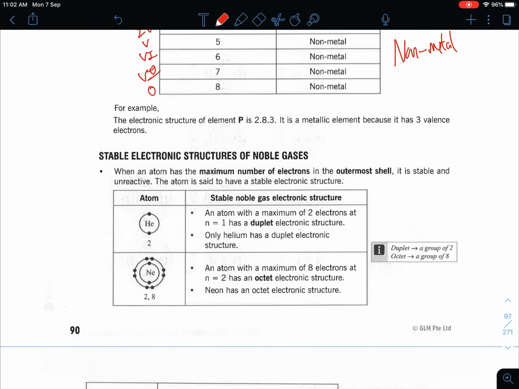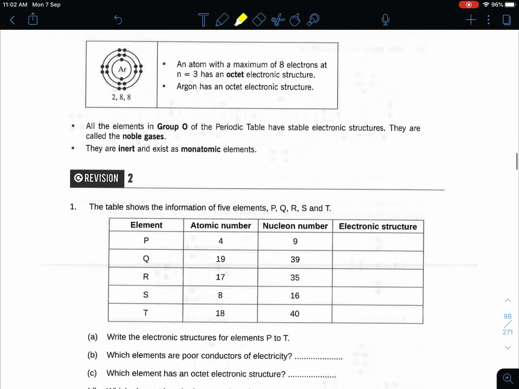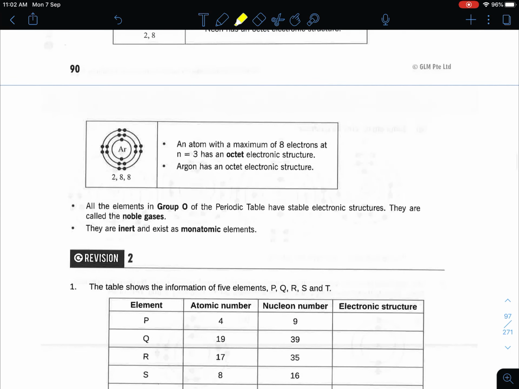So in terms of stability of the electronic configuration of noble gas, it must have the maximum number of electrons in the outermost shell, and this tends to be very stable and unreactive. Having 2 electrons in the outermost shell, we call it a duplex electronic structure, whereas if you have 8 electrons in the outermost shell, you call it the octet. Octet means like octopus, so it has 8. Duplex comes from the word dupe, so it's 2. And this is only for outermost electrons.